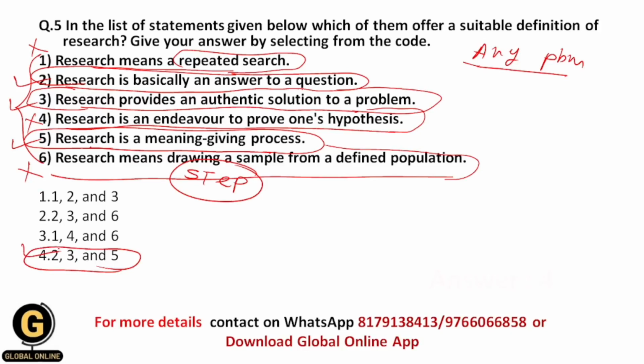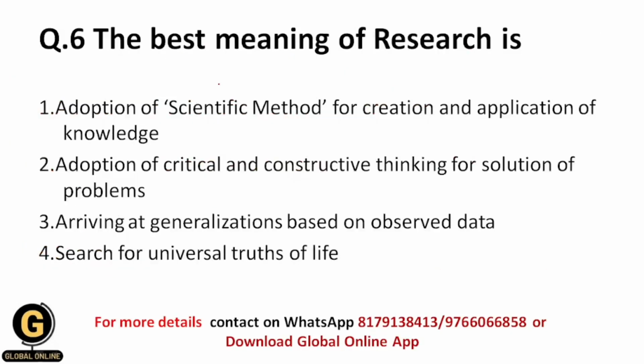Now students, in this question it has been asked what is the meaning of research. So from these statements we have to find out what is the meaning of research. As we have seen, research means finding a solution to any problem. And that's why, whenever doing this kind of process, research uses the scientific method.